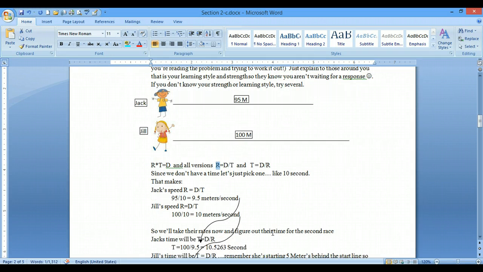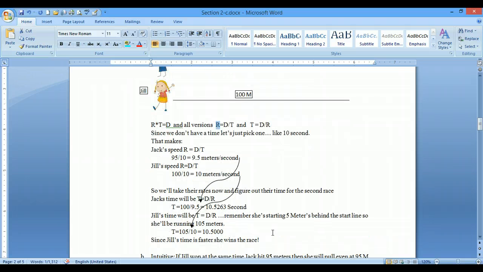Now we're going to take their rates and figure out who would win the second race. So the time that Jill will take, we'll come up to our time, distance over rate. Jack will go the full 100 meters. He starts right at the end, and his rate is 9.5. How long will that take him?